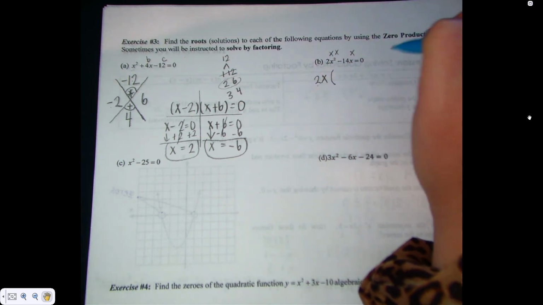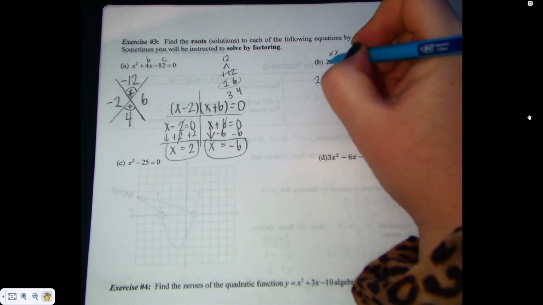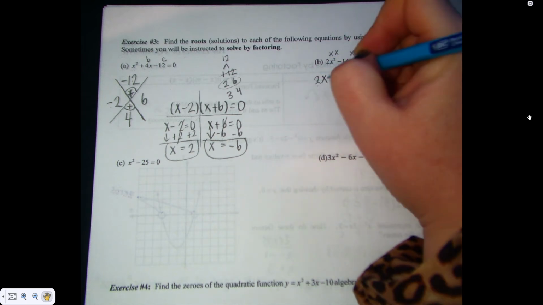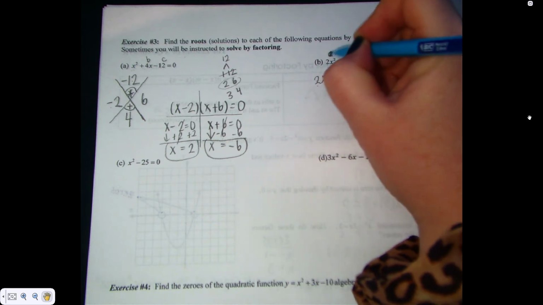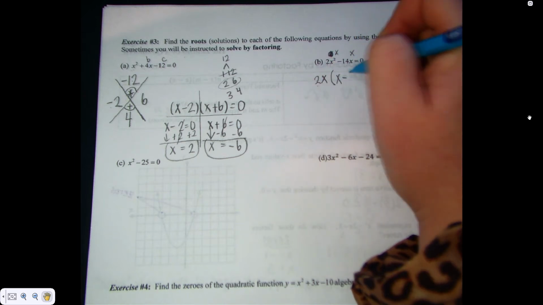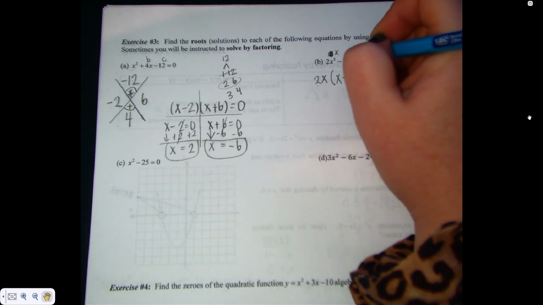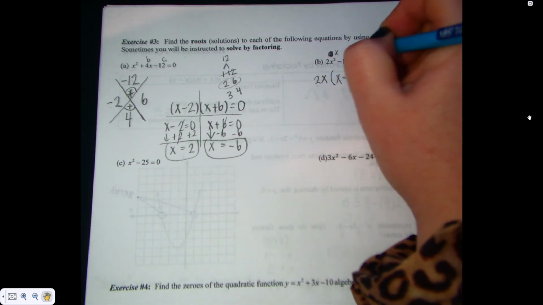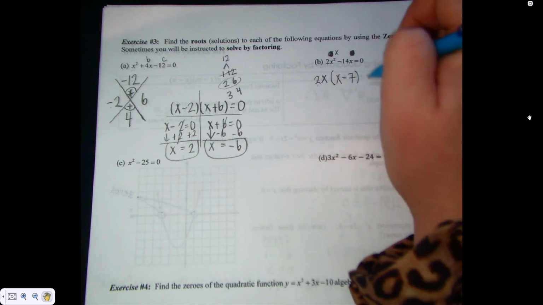And what am I left with inside? So 2 divided by 2 is 1. I stole one of the x's from this thing, so that means what's left inside is just an x. Minus is the operation. Negative 14 divided by 2 is 7. I took the x from this one, so there's no x on that one. And it's equal to 0.